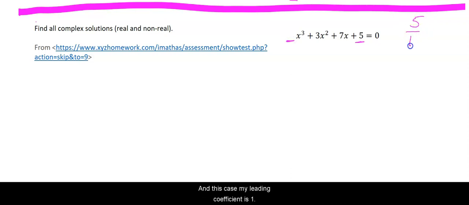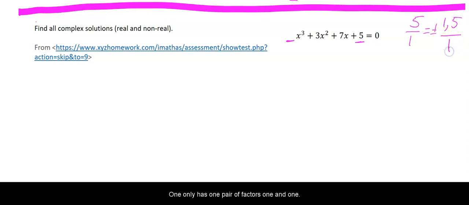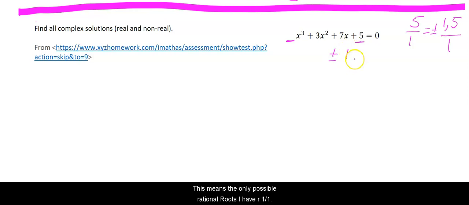In this case, my leading coefficient is 1. 5 only has one pair of factors, 1 and 5. 1 only has one pair of factors, 1 and 1. This means the only possible rational roots I have are 1 over 1 or 5 over 1, or 1, negative 1, 5, and negative 5. One of those four numbers will have to be the rational solution if there is one.